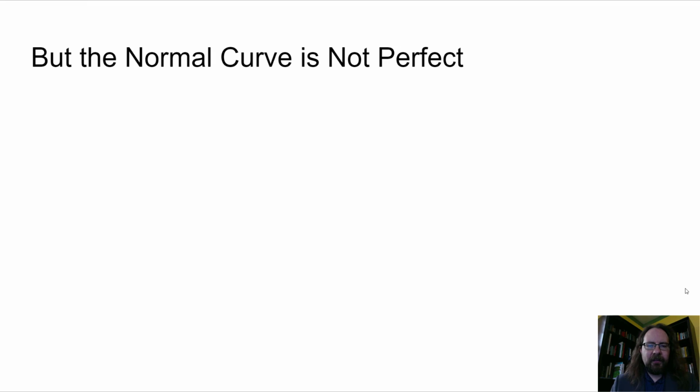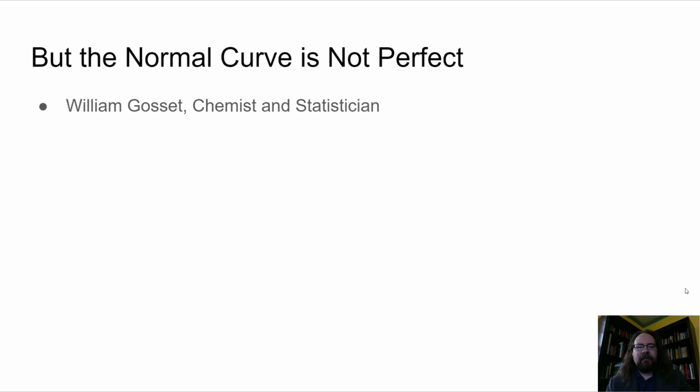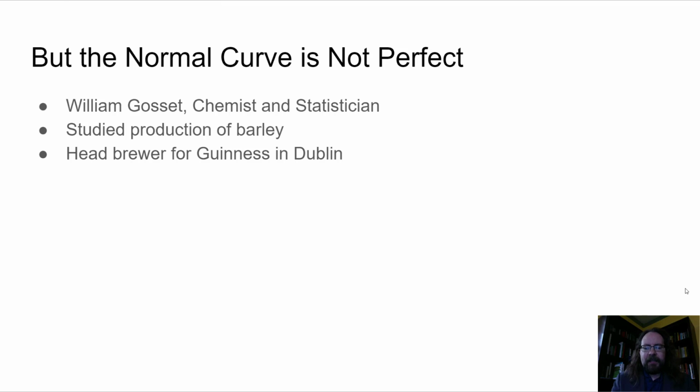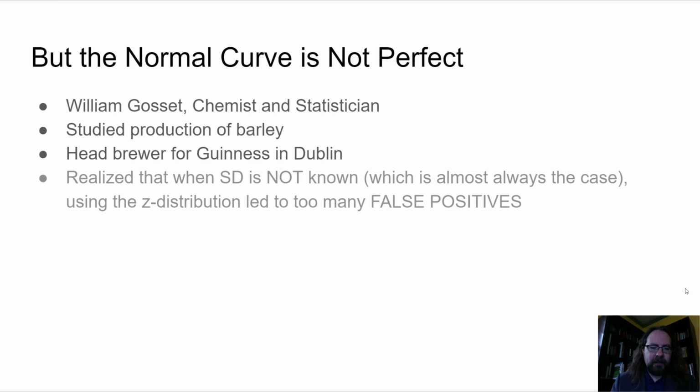But unfortunately, the normal curve does not do everything for us in statistics. This was really first investigated by a man named William Gossett, who was a chemist and a statistician. And he was studying the production of barley. It's the same type of grain that you might find in your beef barley soup, but he was studying it for a different reason. William Gossett worked for a little company known as Guinness, which is stationed in Dublin, Ireland. And he used statistics in order to do his work.